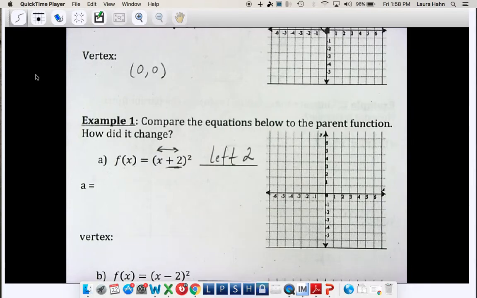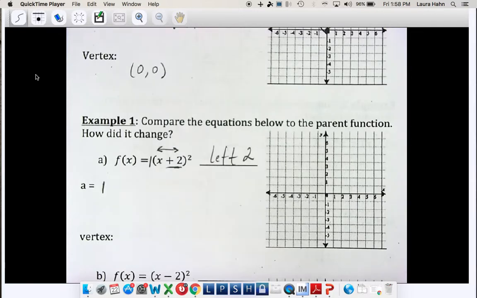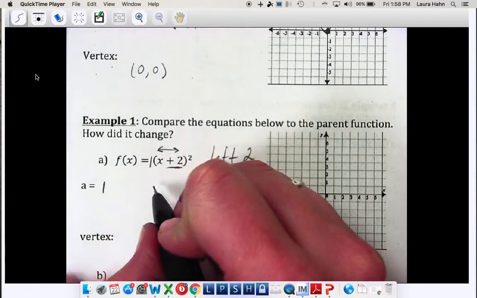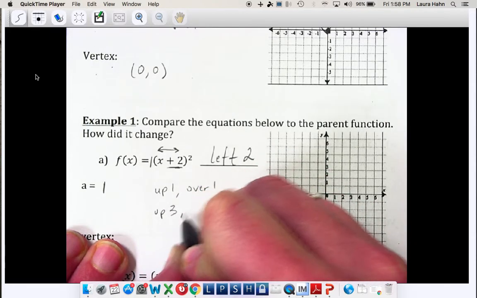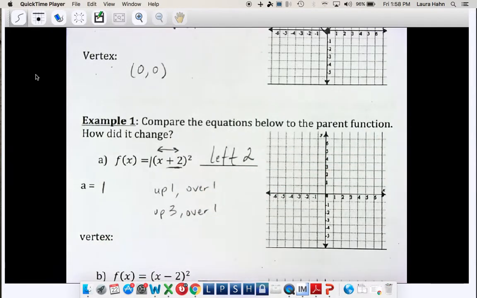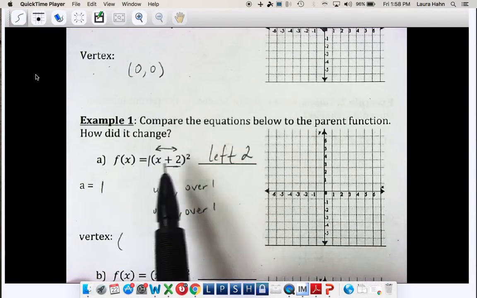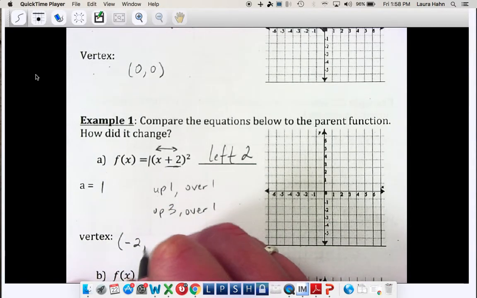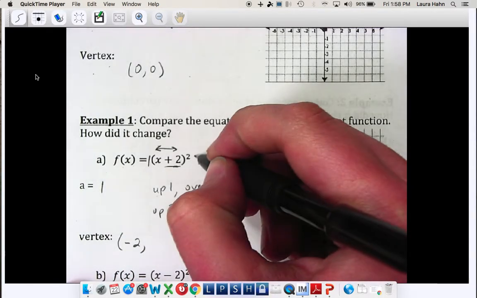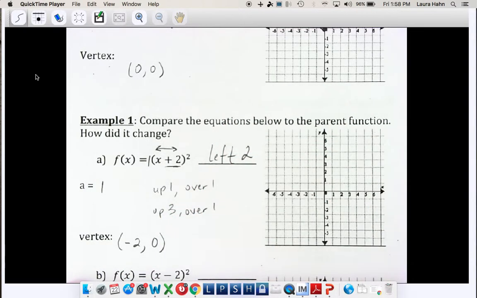All right, my a value. The a value didn't change. I still have a 1 out front. So I know that's going to be exactly the same as the parent function. It's going to go up 1 over 1, up 3 over 1. My vertex. Okay, so remember, we get the x from our vertex by looking at our x. I know it's adding 2. So since x's are liars, since it's adding 2, I'm going to put a negative 2. My y comes from the very end of my equation. Well, there's nothing out there, so I know my y value is going to be a 0.